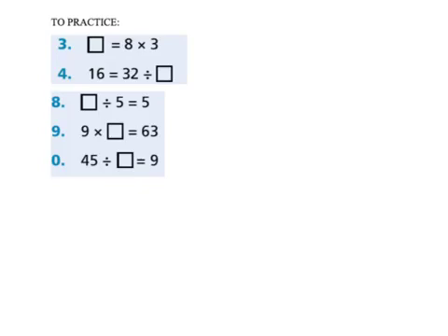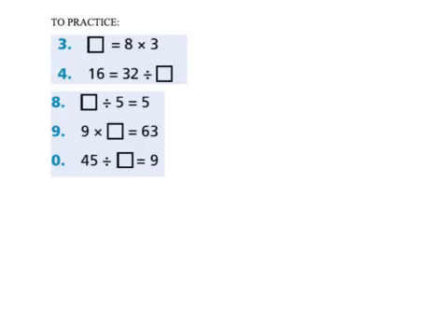All right, let's take a look. We have something that is equal to 8 times 3. Well, if we know our basic facts, 8 times 3 is 24. So both sides have to be equal. This side is 24 as well. 24 is the answer. 8 times 3 is 24.